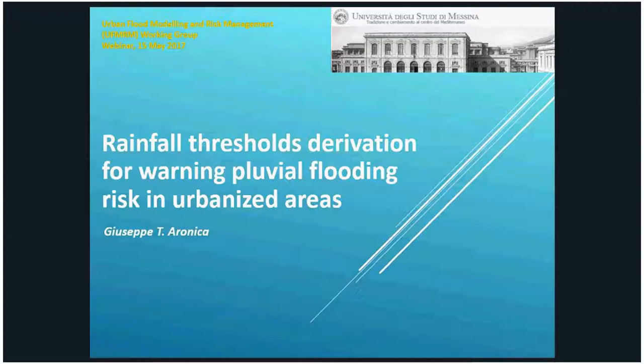I think we could start. My talk essentially will be on a new or innovative procedure for dealing with the problem of warning flood risk, specifically pluvial flood risk in the urban area, using a technique quite well known in practical application for flood warning, the rainfall thresholds technique, which comes from the flash flood guidance idea, which is implemented in many parts of the United States, for instance.